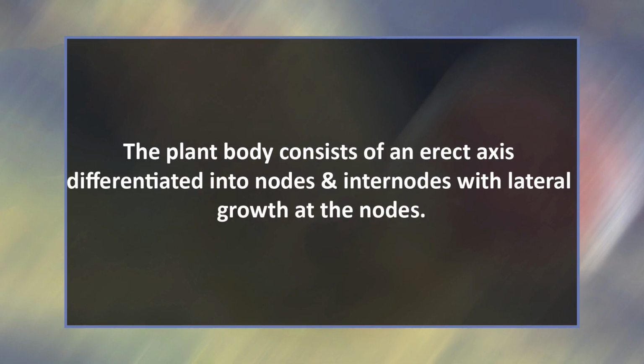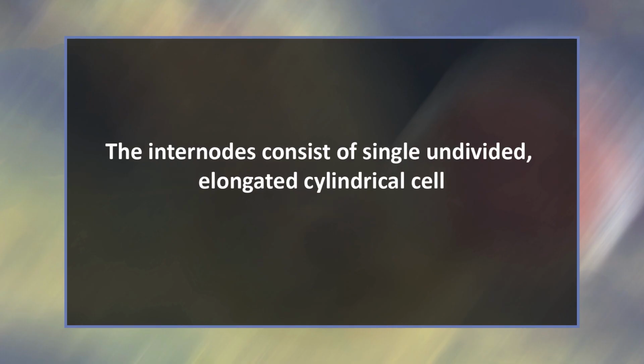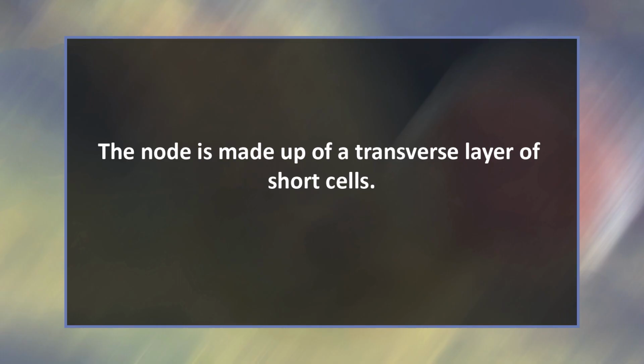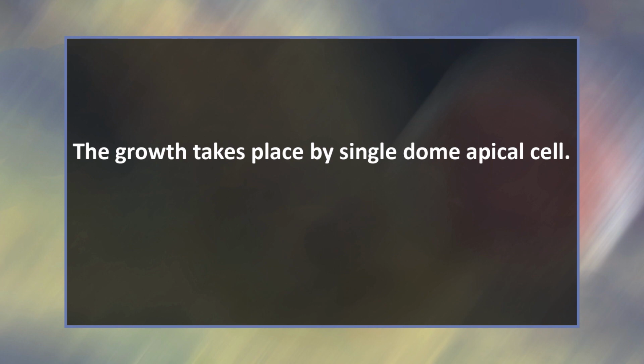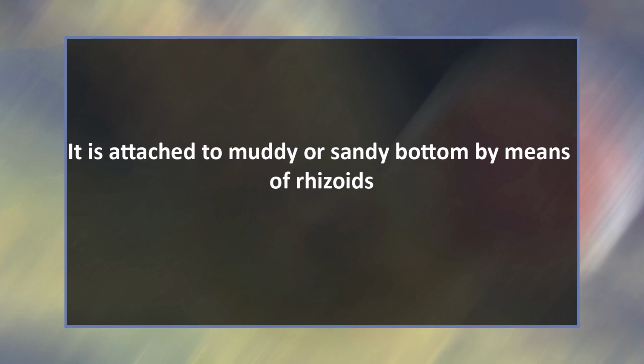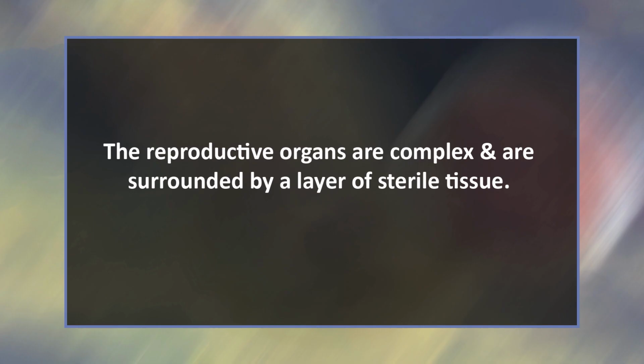Second, the plant body consists of an erect axis differentiated into nodes and internodes with lateral growth at the nodes. Third, the internodes consist of a single undivided elongated cylindrical cell. Fourth, the node is made up of a transverse layer of short cells. Fifth, the growth takes place by a single dome-shaped apical cell. Sixth, it is attached to muddy or sandy bottom by means of rhizoids. Seventh, the reproductive organs are complex and are surrounded by a layer of sterile tissue.